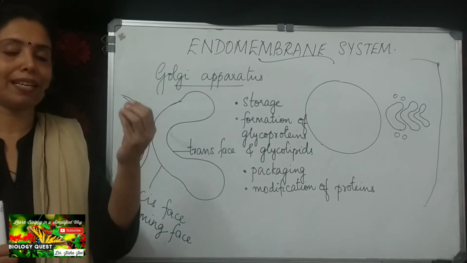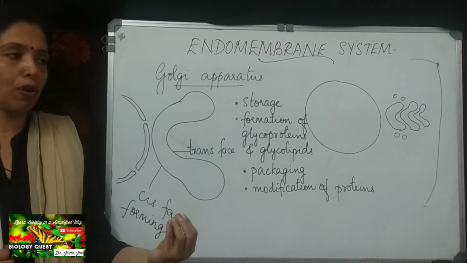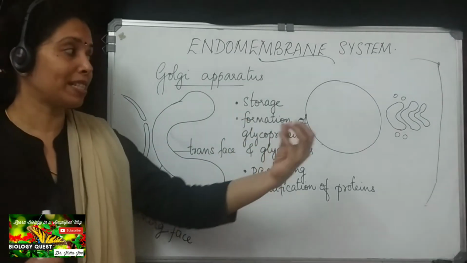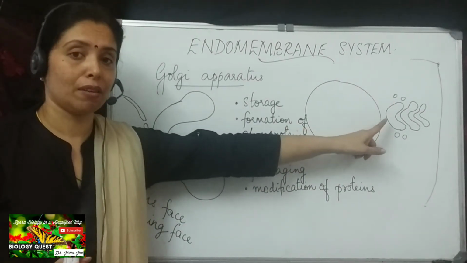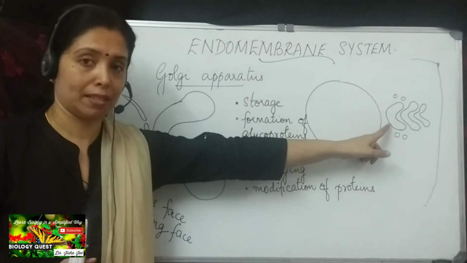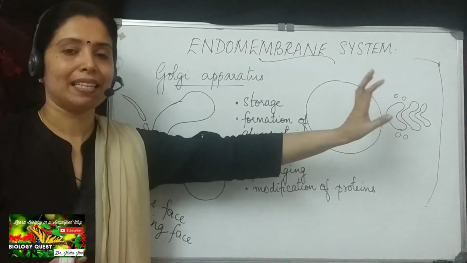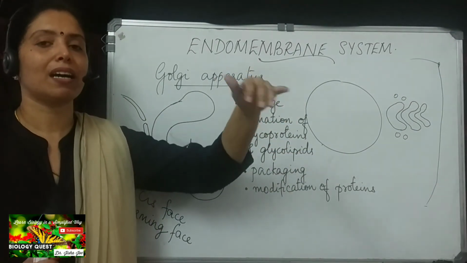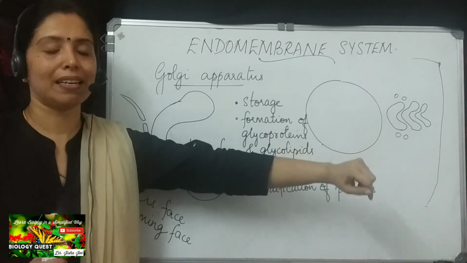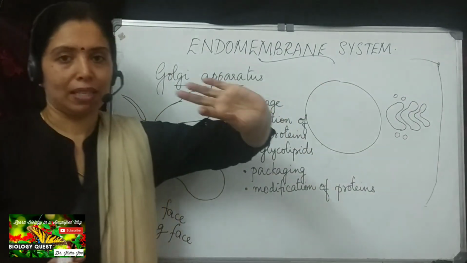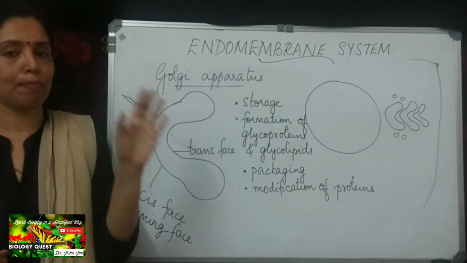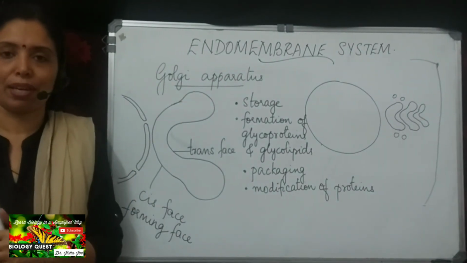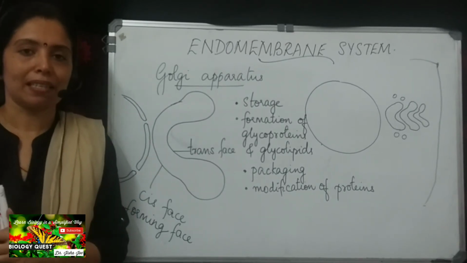So substances that are to be modified are brought as vesicles. These vesicles fuse with the cis phase, that is the forming phase, and they get modified inside the Golgi apparatus, and after modification they are released out through the trans phase. The trans phase is seen close to the plasma membrane or the cell membrane. So I hope that is clear to you.